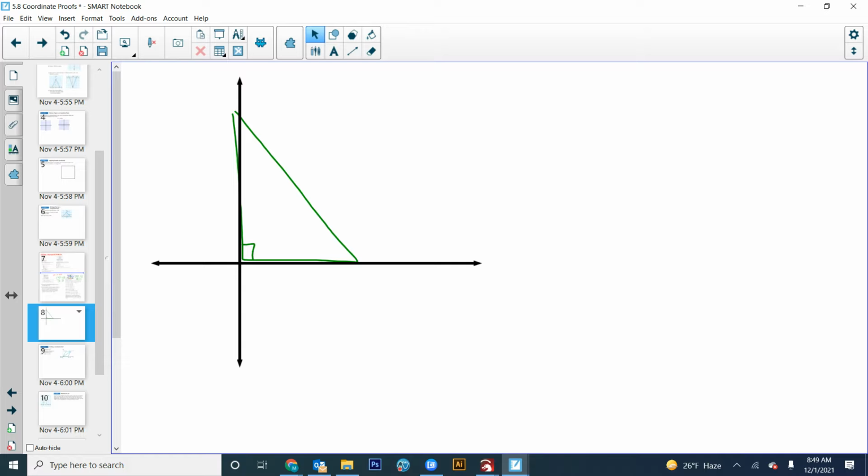But it's very popular, very recognizable, only used in right triangles. If you call one leg A, one leg B, and one leg C, there's a relationship between the sides where A squared plus B squared equals C squared.